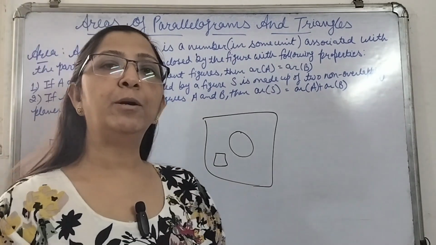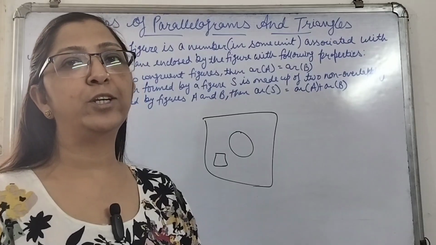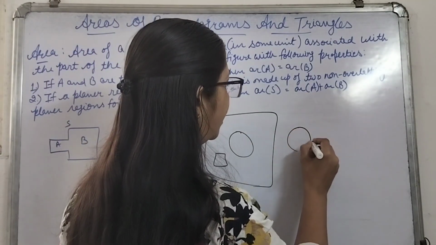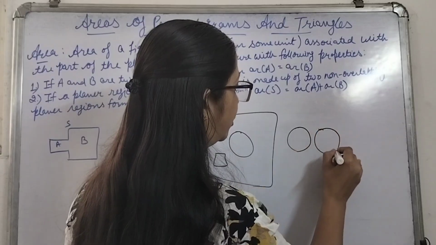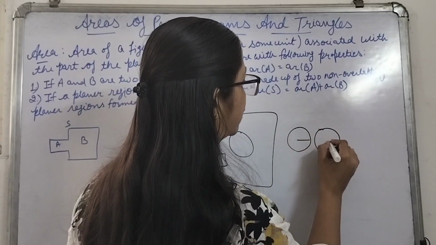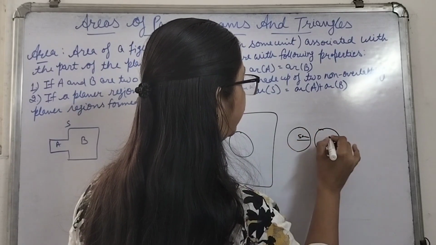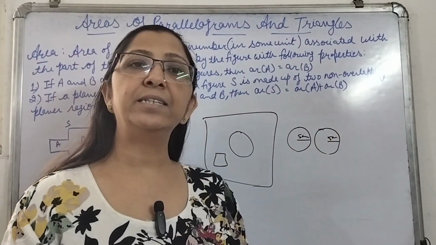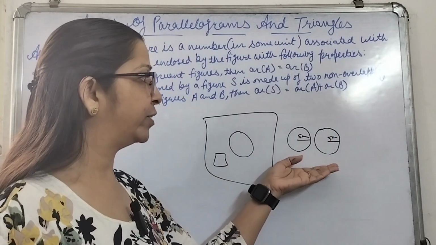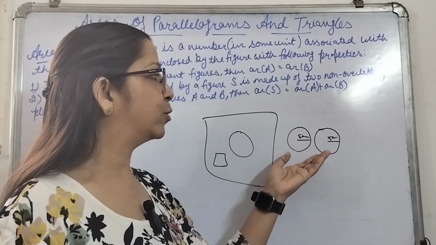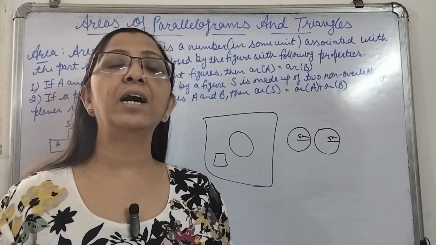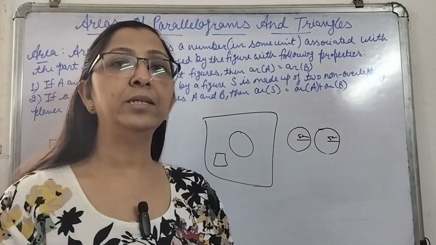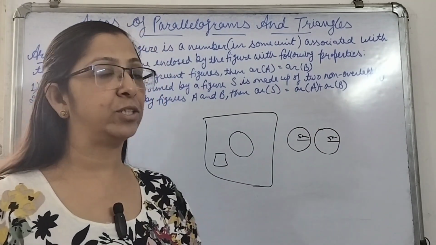We have learned about congruency of any two figures. Suppose we have two circles with the same radius, say the radius of these two circles is 5 centimeters. If there are two circles with the same radius, we will say that these two figures are congruent figures. That means if we keep one over the other, they are going to exactly overlap each other.